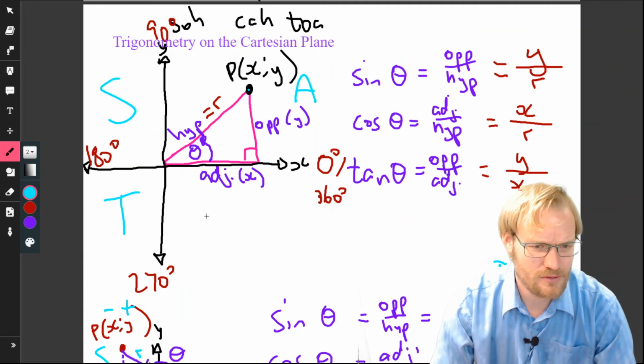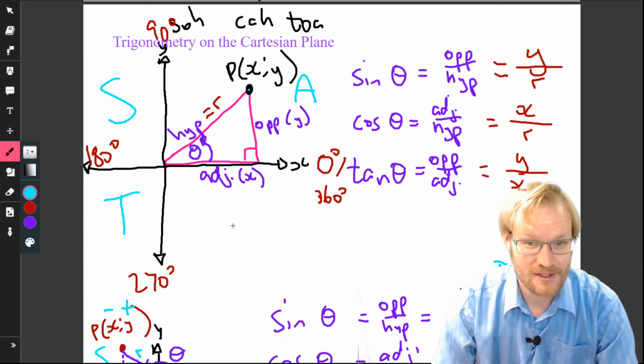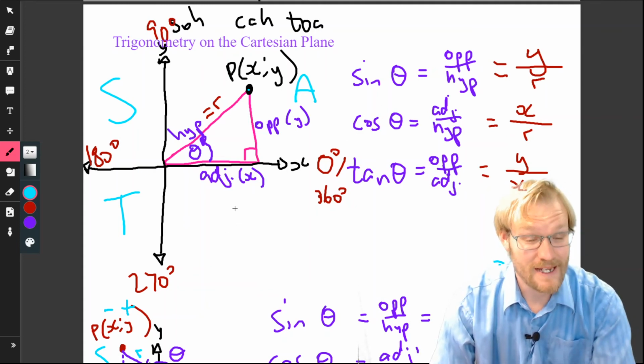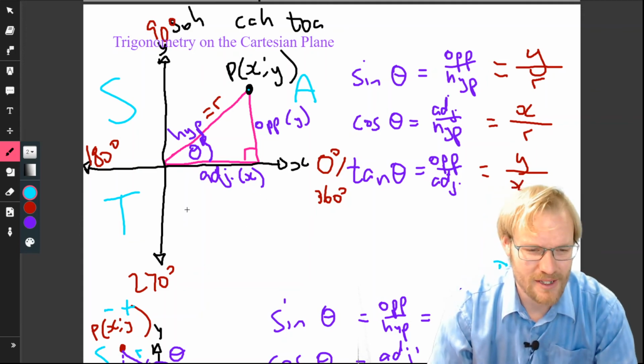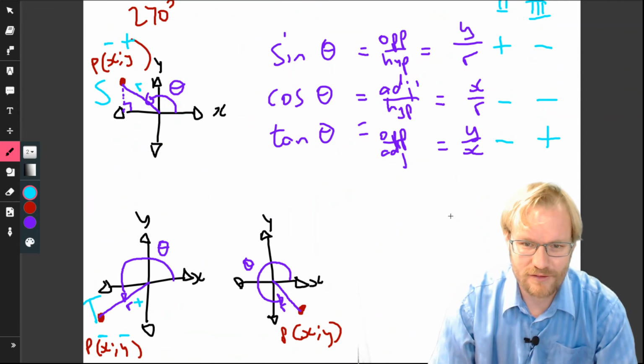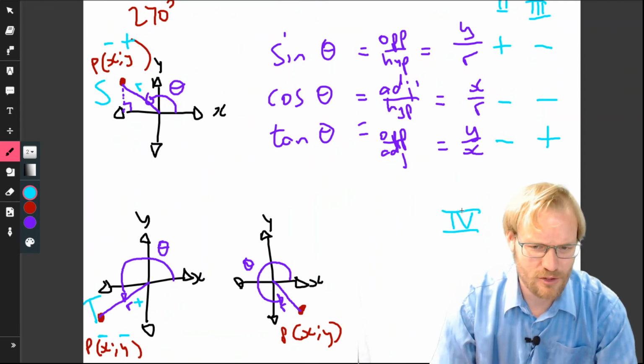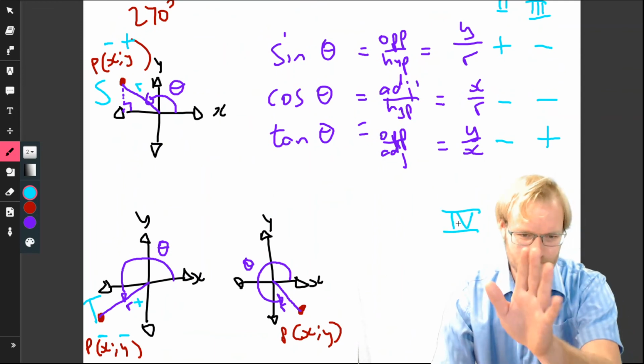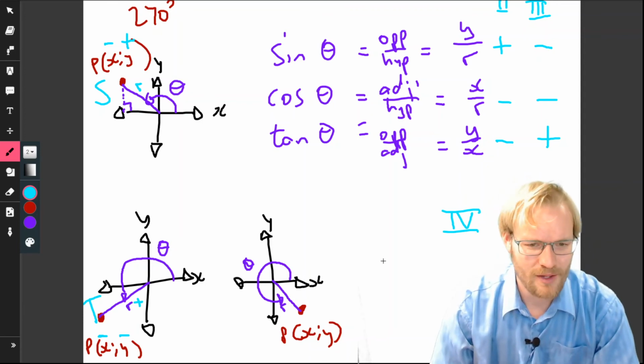Now, which ratio do you think is going to be the only positive one in this quadrant? And which one's feeling a bit left out? Cos, right? Nothing to say that it definitely must be cos, but it kind of feels right, and it is going to work out. So let's go for our fourth quadrant, and we normally use these capital Roman numerals. Doesn't matter if you write 1, 2, 3, 4.